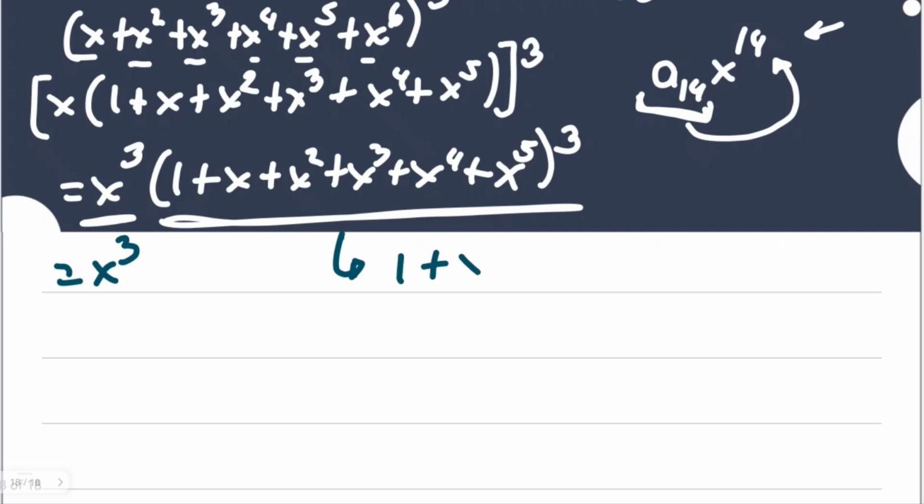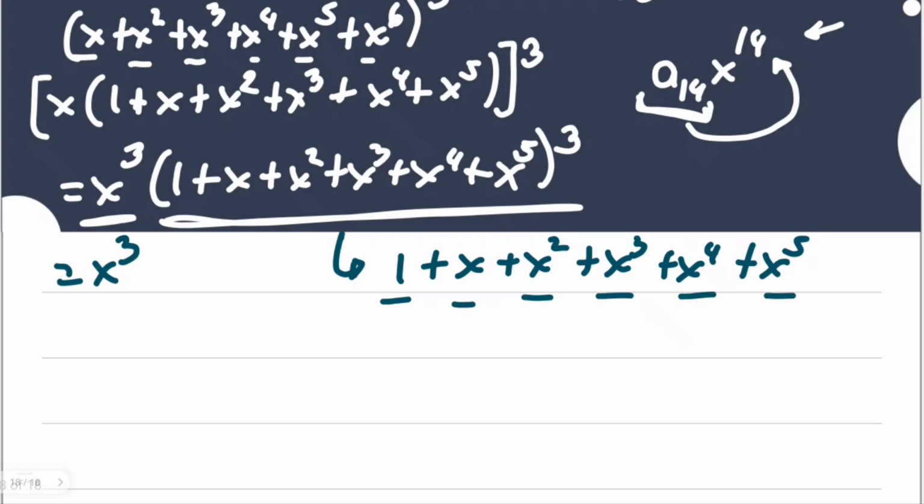1 plus x plus x squared plus x cubed plus x to the power of 4 plus x to the power of 5. Looking at each term, 1, x, x squared, x cubed, x to the power of 4, x to the power of 5, they actually form a sequence. And since we are adding them, this is an example of a series, specifically a geometric series.